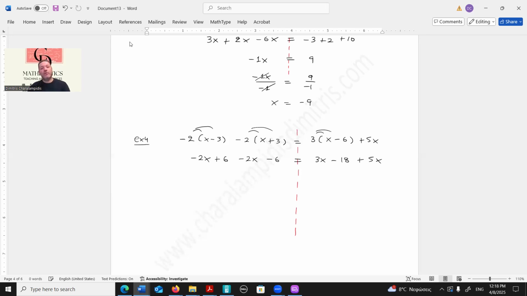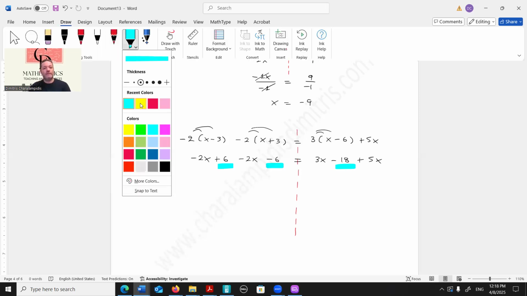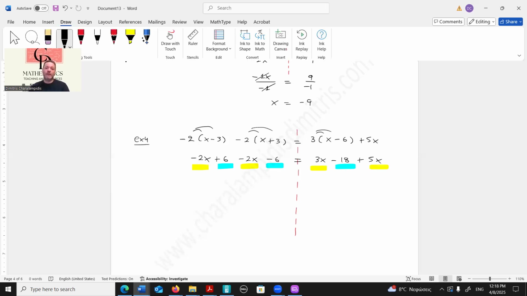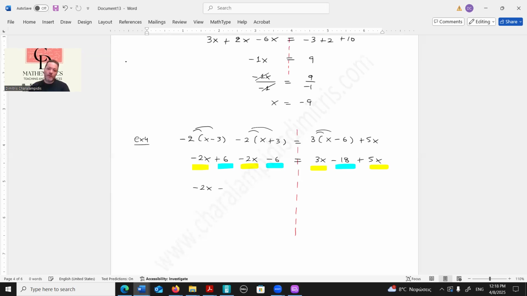Let me color all constants with blue and all variable parts with yellow. My goal is to bring all variable parts at the left, so negative 2x minus 2x. They were already there, so nothing will change. Minus 3x minus 5x is negative 6 plus 6 minus 18.